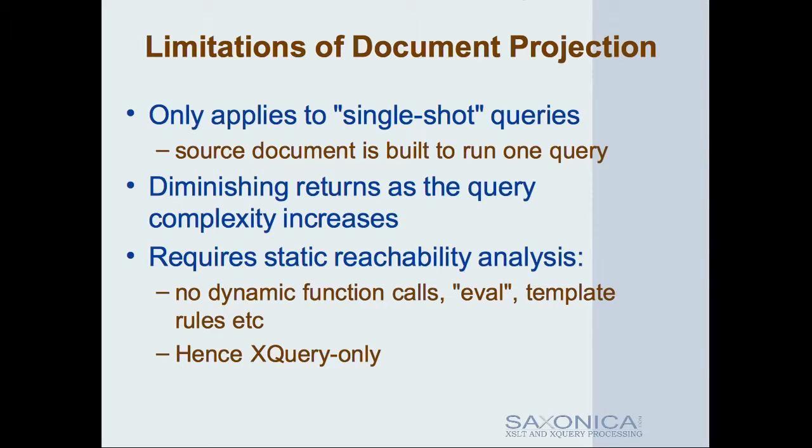There are things that you can't statically analyze, especially lots of things in 3.0. Dynamic function calls, any kind of eval. You can't apply this to XSLT because of template rules, which mean you can't do the reachability analysis. So it's not easily going to apply outside that domain of fairly simple XQuery execution.